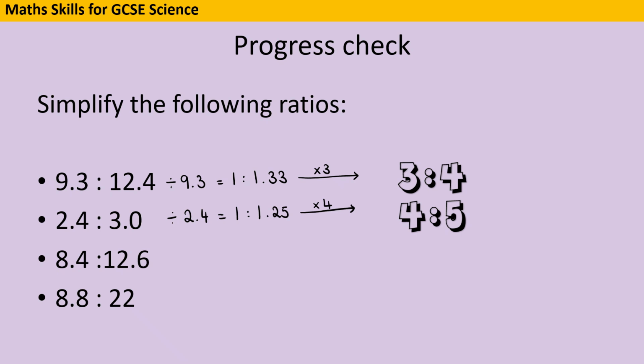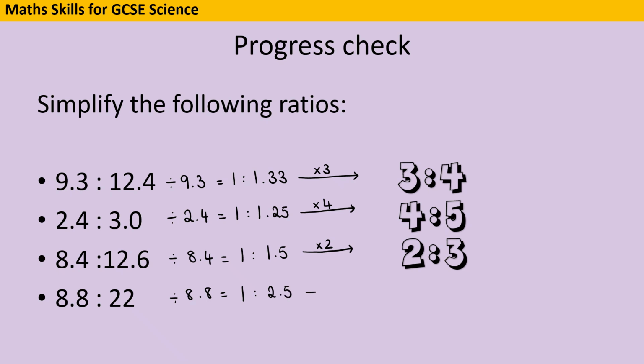Then if we divide 8.4 and 12.6 by 8.4, we get 1 to 1.5, which we can then double to give us 2 to 3. And lastly, 8.8 and 22, if we divide both sides by 8.8, we get 1 to 2.5, which we also double, giving us a final ratio of 2 to 5.